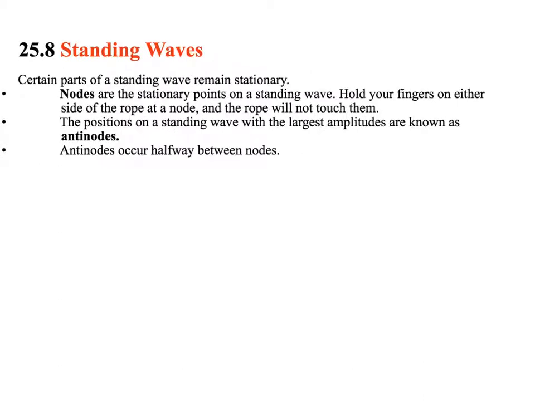Certain parts of a standing wave remain stationary. Nodes are the stationary parts on a standing wave. Hold your fingers on either side of the rope at a node, and the rope will not touch them. The positions on a standing wave with the largest amplitudes are known as antinodes. Antinodes occur halfway between two nodes.